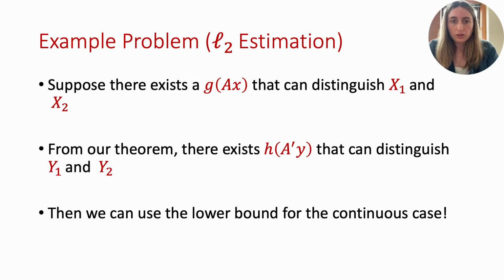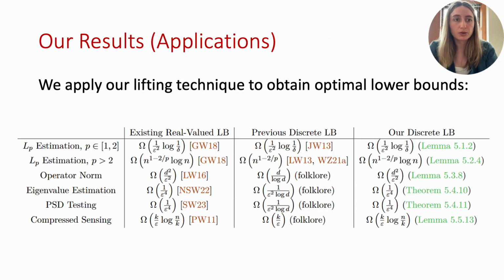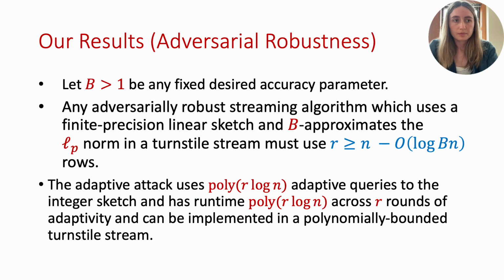But as we know, there is already a lower bound of log 1 over delta over epsilon squared for distinguishing between two continuous Gaussians. So this lower bound directly transfers from the continuous case to the discrete case, since the dimension of A prime is only a constant factor times the dimension of A. So using similar arguments, we can apply our lifting framework to obtain optimal lower bounds for a variety of problems, in particular for LP estimation p bigger than 2, operator norm, eigenvalue estimation, PSD testing, and compressed sensing.